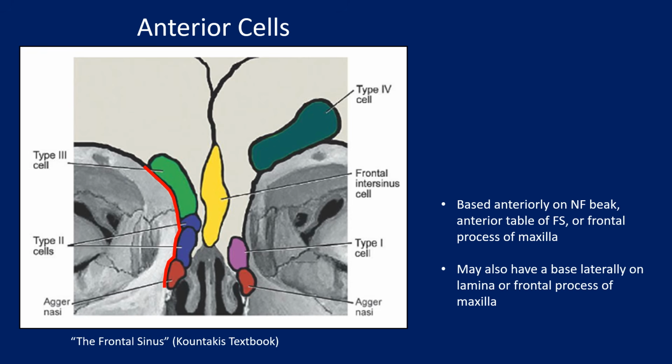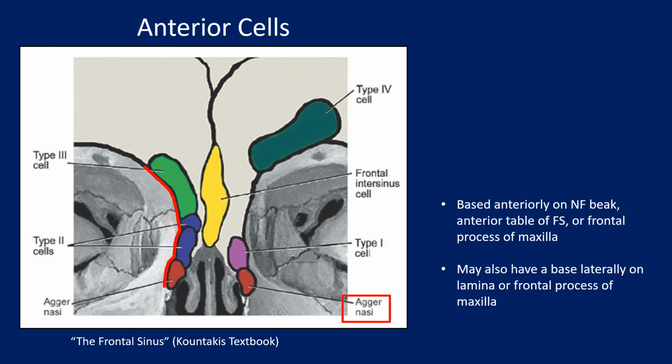They may also have a continuation and a base onto the lateral, out laterally along the lamina, like I said, the frontal process of the maxilla, but they also have that anterior base to them. That means, first we'll talk about these named cells. So these are the classic Kuhn classifications for anterior cells.